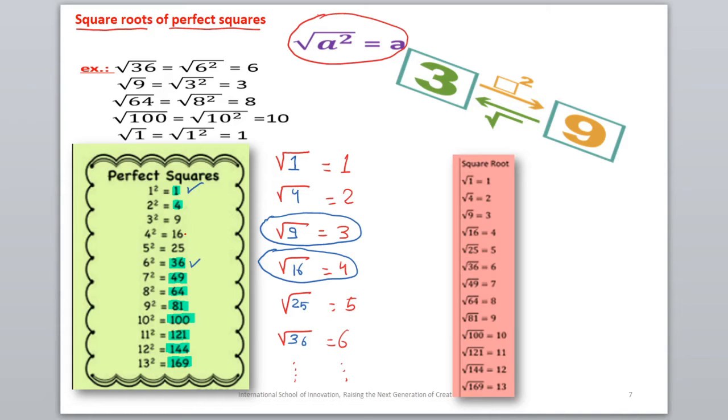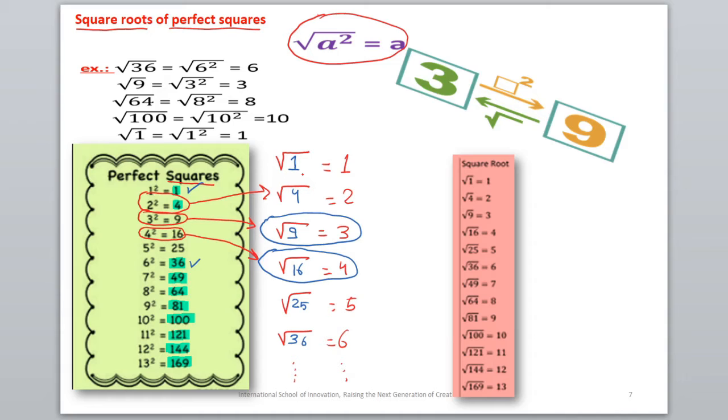So if you look at this and this at the same time, for example, 4 squared equals 16, and radical 16 equals 4. 3 squared equals 9, radical 9 equals 3. 2 squared equals 4, radical 4 equals 2. What do you notice here? We notice that the square and the square root are opposite to each other.